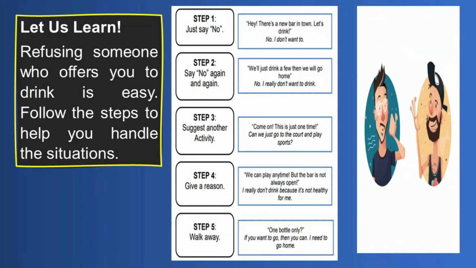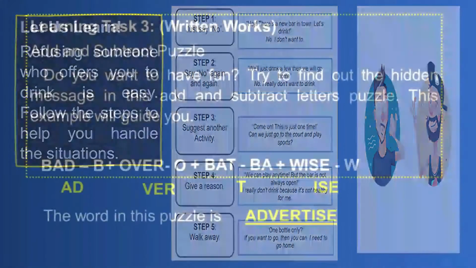Step 1, just say no. Step 2, say no again and again. Step 3, suggest another activity. Step 4, maybe give a reason. And step 5, probably just walk away. Let us continue to the next activity.